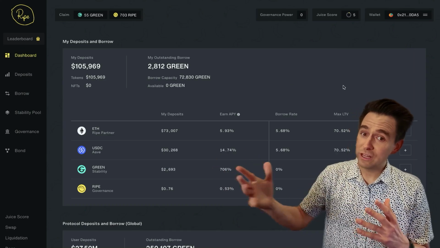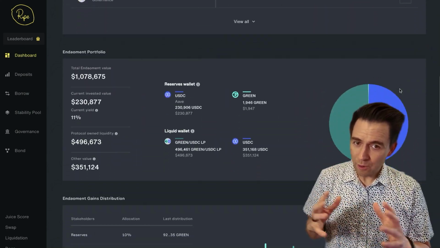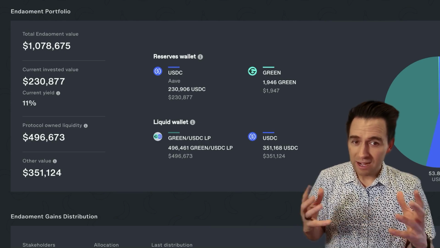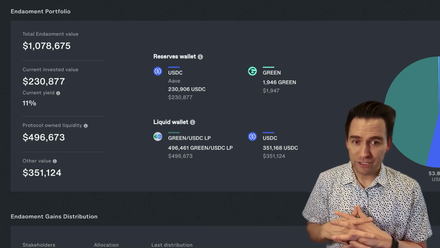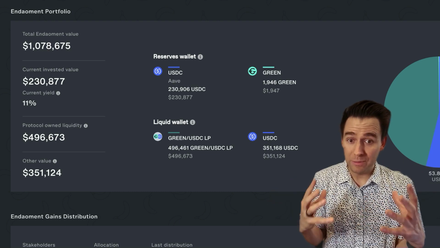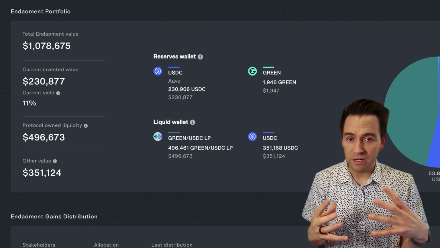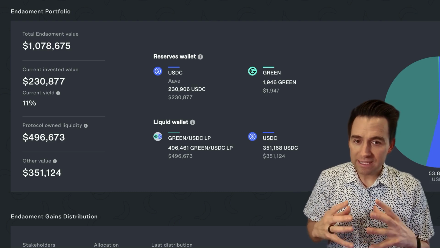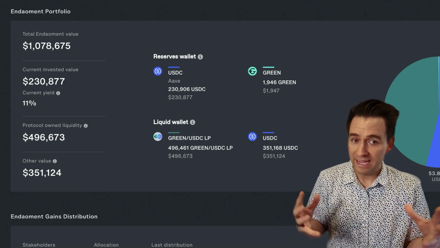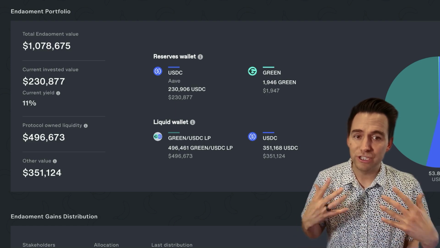Okay, let's take a quick look at the dashboard. And the thing I want to highlight here is the endowment. We've talked about the endowment. It's kind of like the protocol treasury. All revenues flow to it, primarily interest payments from borrowers. And here you can see how the endowment assets are currently deployed. The idea is that these assets are productive, generating yield.